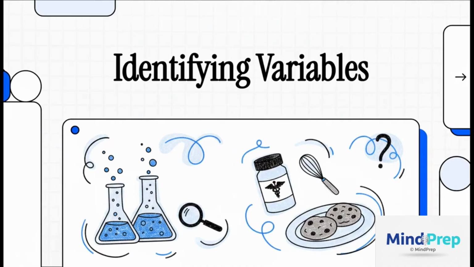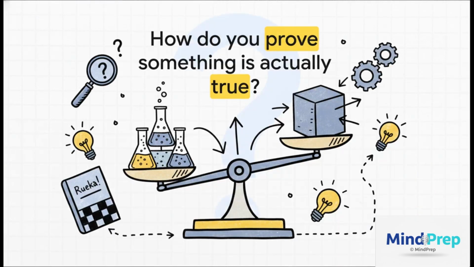Have you ever wondered how we actually figure things out? I mean, really figure them out. From a new medicine that could save lives to the absolute secret for the perfect chocolate chip cookie. Well, it all boils down to running a good experiment, and that is exactly what we are going to crack open today.